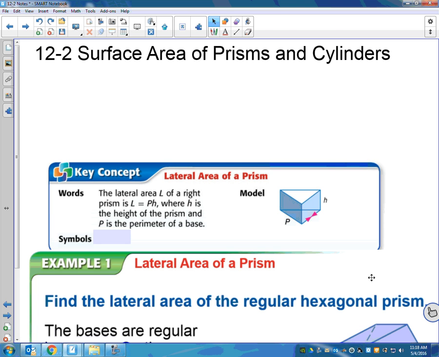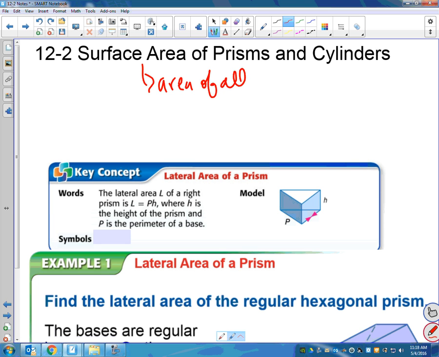But I do want you to be aware that surface area is just the area of all sides added together. And if that's the way you do these, when we did this back at the beginning of the year, it was okay to do it that way.